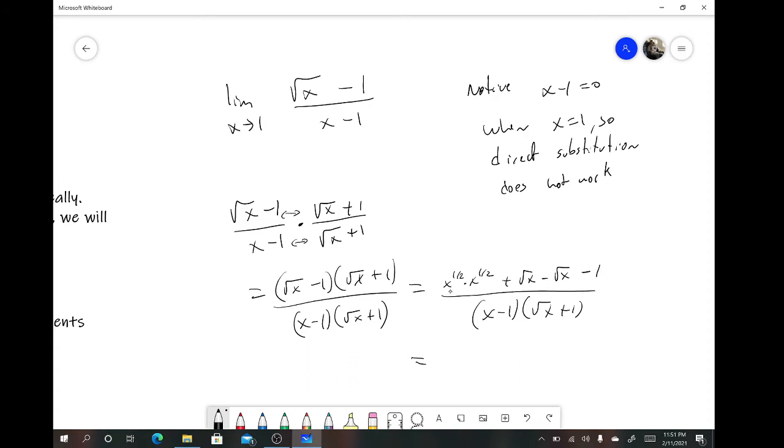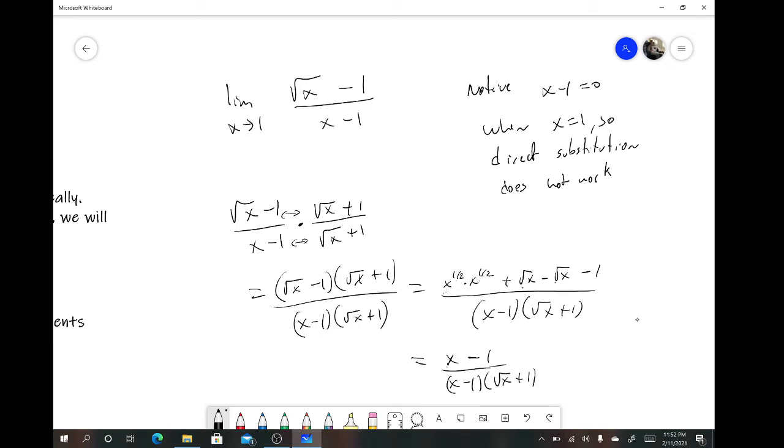Well, when we have the same base, we add up the exponents, and 1/2 plus 1/2 is 1, so this is just x to the first power. Radical x minus radical x is 0, so we just get x minus 1 in the top, and in the denominator we still have an x minus 1 and a radical x plus 1.